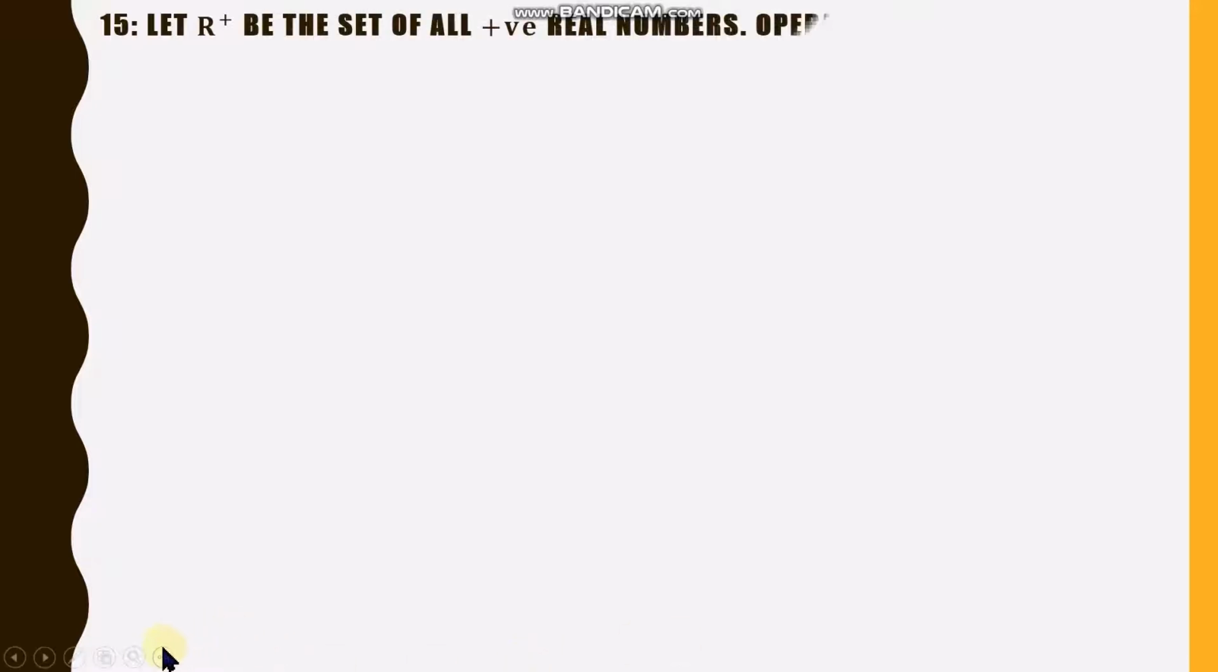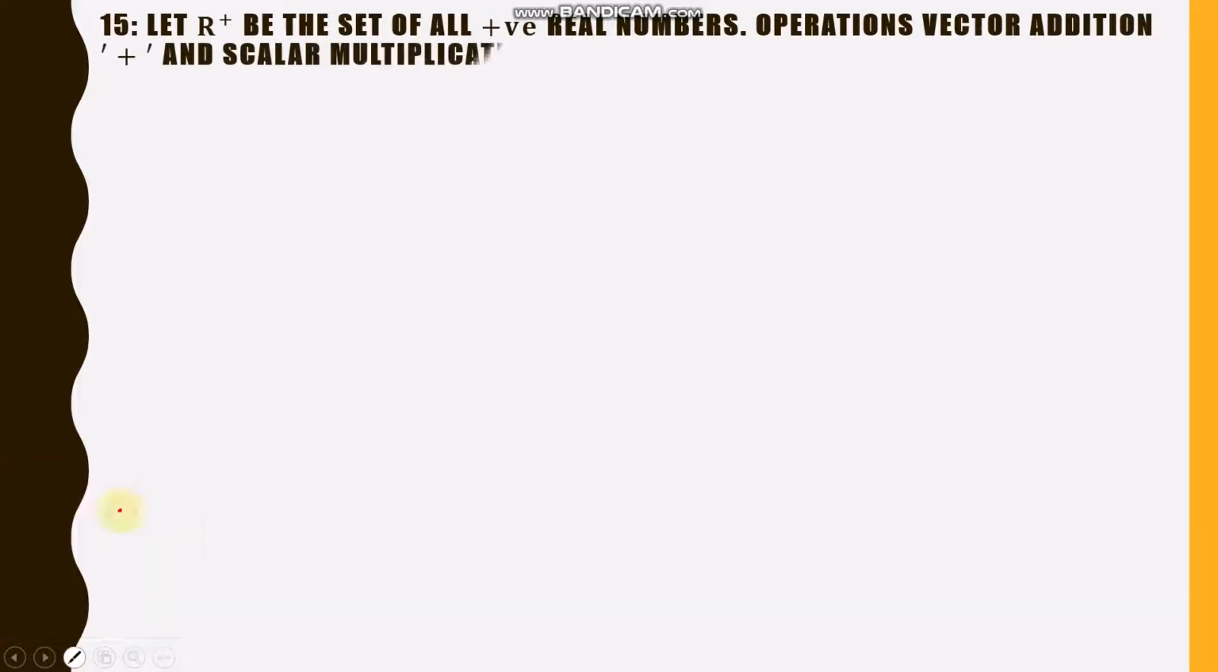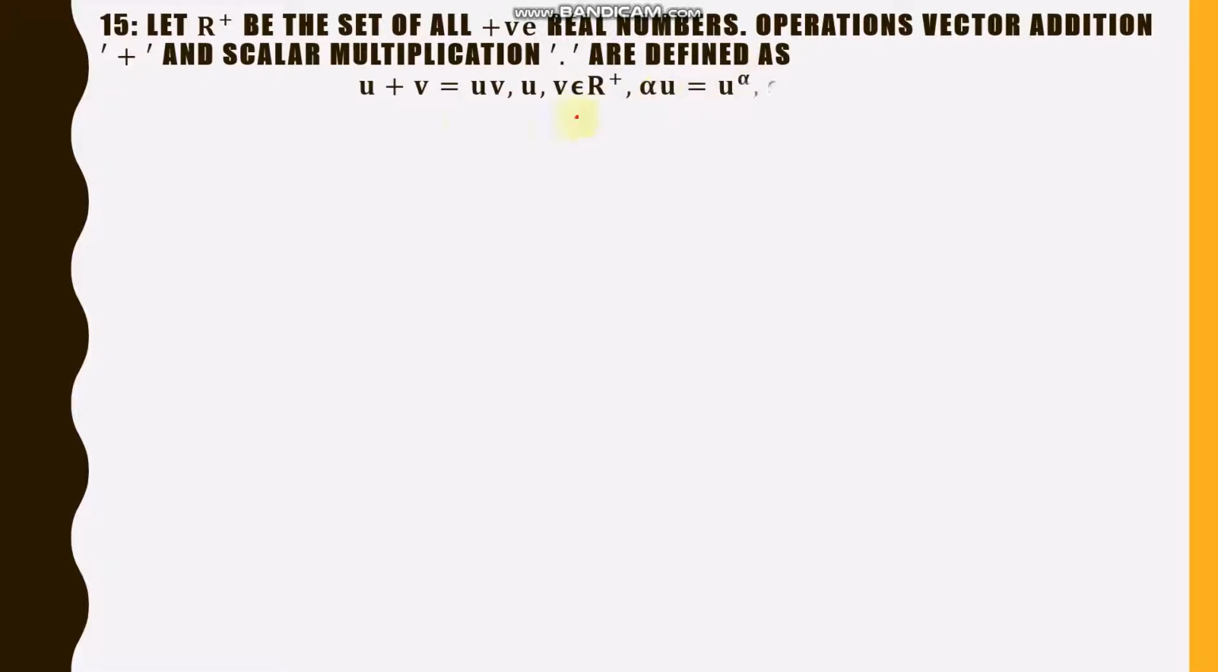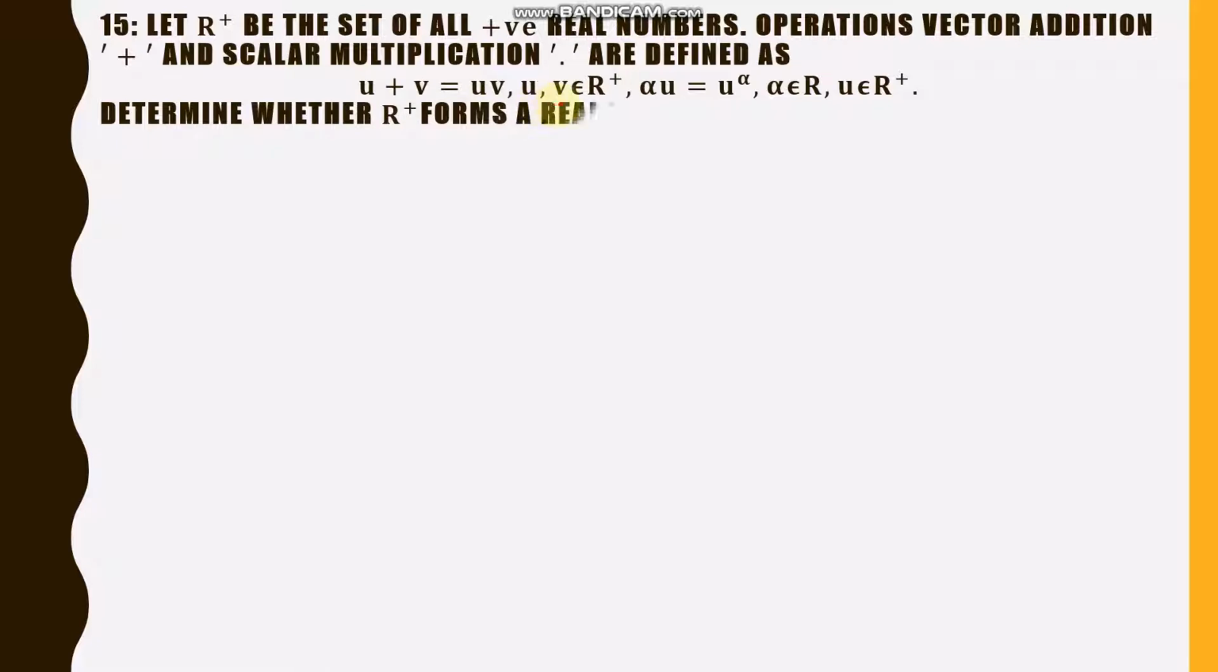Let R plus be the set of positive real numbers. Operation vector addition plus and scalar multiplication dot are defined as u plus v is equal to uv for all u, v belonging to R plus, and alpha times u is equal to u to the power alpha, alpha belonging to a real number and u belonging to R plus. We have to determine whether R plus forms a real vector space or not. So it's a different kind of vector space.